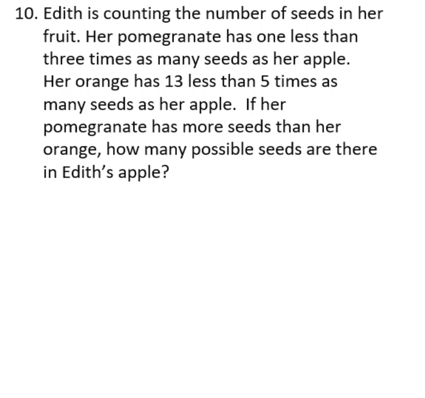Alright, Edith is counting the number of seeds in her fruit. Her pomegranate has 1 less than 3 times as many seeds as her apple. Her orange has 13 less than 5 times as many seeds as her apple. And if her pomegranate has more seeds than her orange, how many possible seeds are there in Edith's apple?